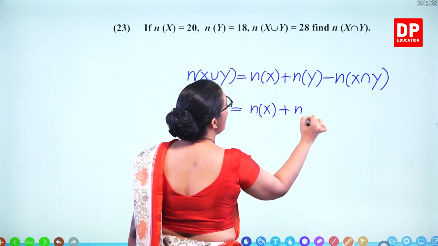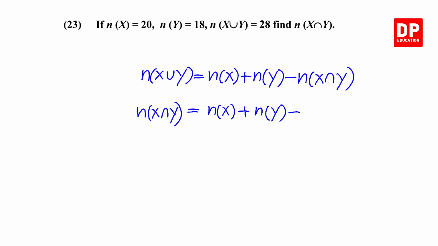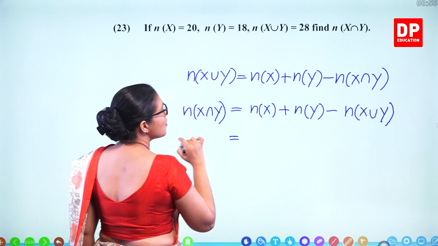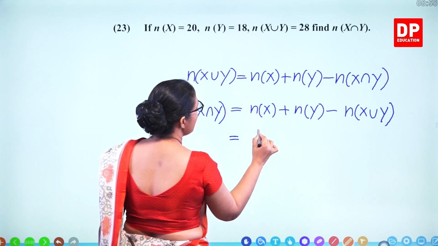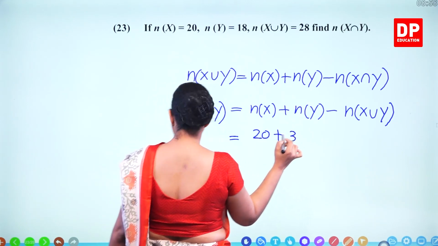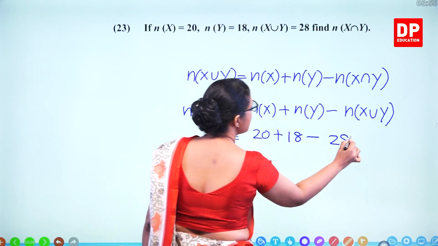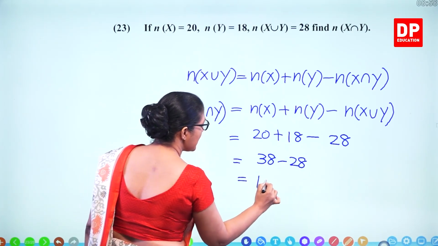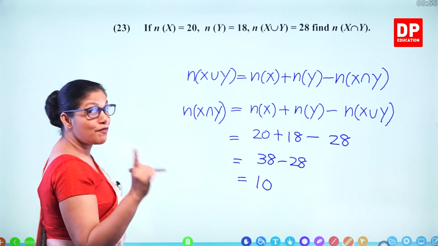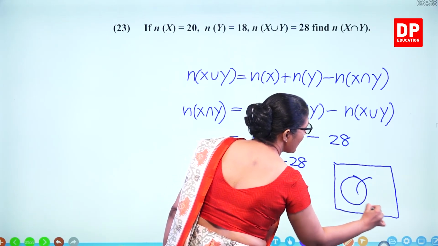n(X) plus n(Y) minus n(X union Y). So you get n(X) and n(Y), 20 plus 18, that's 38. 20 plus 18 minus the union, 28. So 38 minus 28, you get 10. The intersection is 10. You can also do it the other way round, using a Venn diagram.